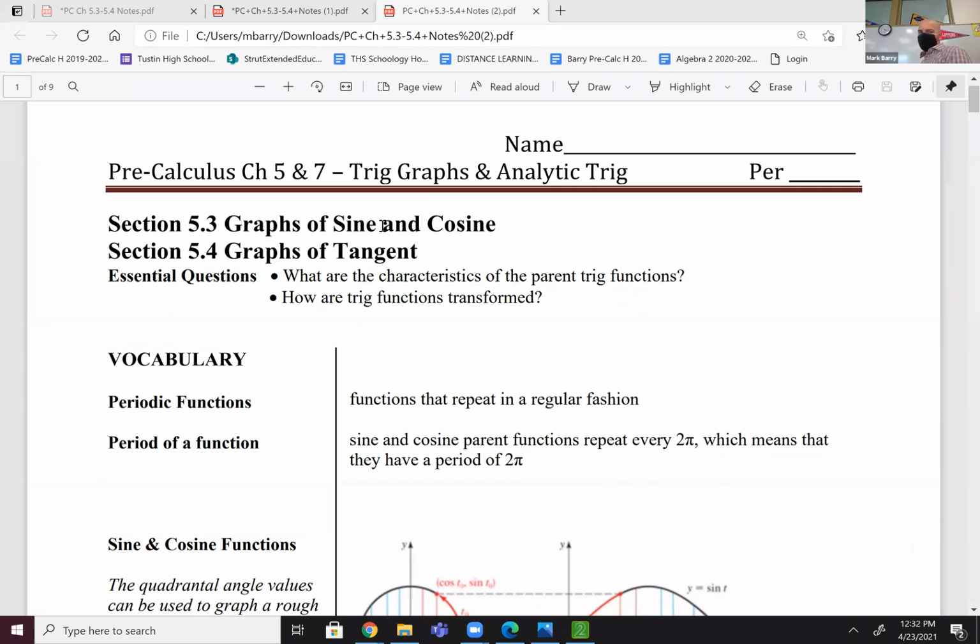Sine and cosine graphs are very much related to each other. We're going to see they're very, very similar to each other. Tangent is a little bit different than sine and cosine, but does have some similarities as well. So that's going to be interesting. We'll view all of that. Okay.